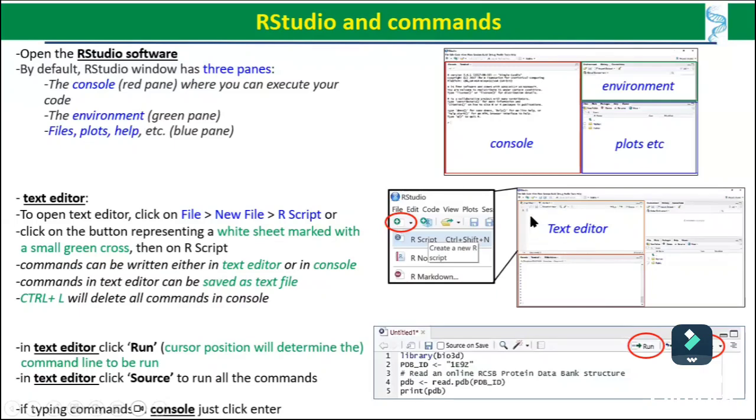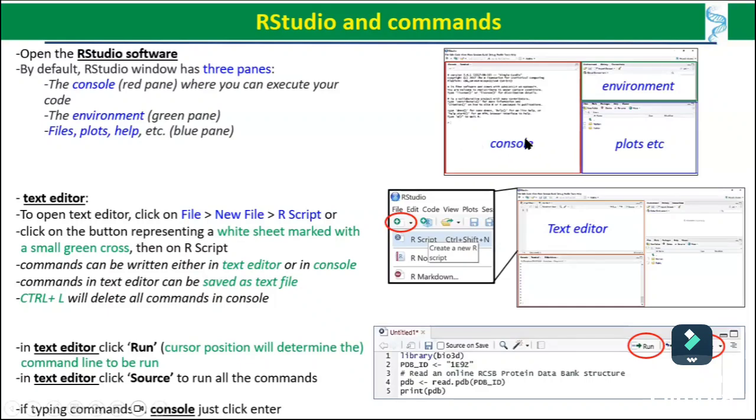In the text editor, whatever commands you write are saved. So suppose you're troubleshooting and things are not working, you don't have to write everything from the beginning. If you have the commands written there, they will be saved, and every time you open R, you will be able to see the commands. In the console, the commands are not saved, right?